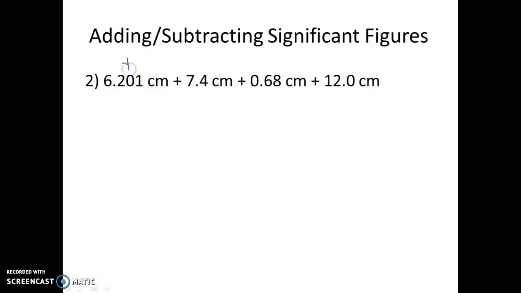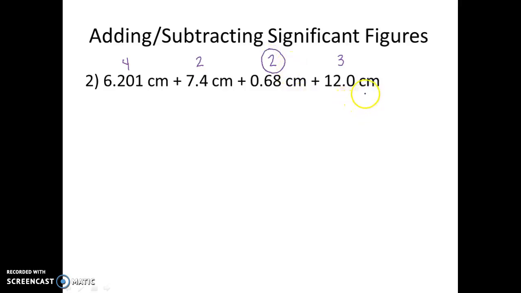That 0 is sandwiched, so it does count. In the second number, we have no zeros, so we only have 2. In the third number, this 0 is before the decimal, before the number, so we only have the 6 and the 8 that count, so they're again 2. And then 12.0. Now this is at the end of your number, and it is behind the decimal, so it does count. So we have 3 here. Again, 2 is our smallest number, so our answer can only have 2.